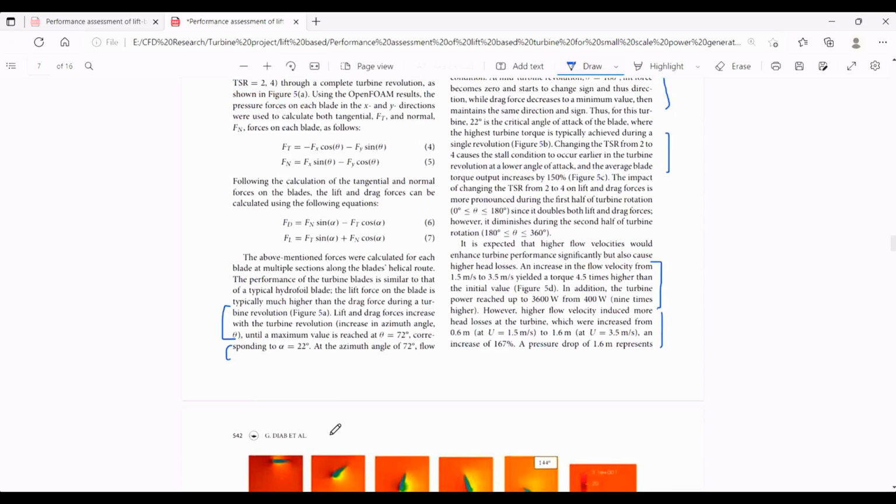After this, we will be looking at the variation of flow velocities. An increase in the flow velocity from 1.5 to 3.5 meters per second yielded a torque that is 4.5 times higher than the initial torque, and the turbine power reached up to 3600 watts from 400 watts, that is a 9 times increment. Flow velocity increased the power output, but it also increased the head losses of the turbine, which increased from 0.6 meters to 1.6 meters, that is an increase of 167%.